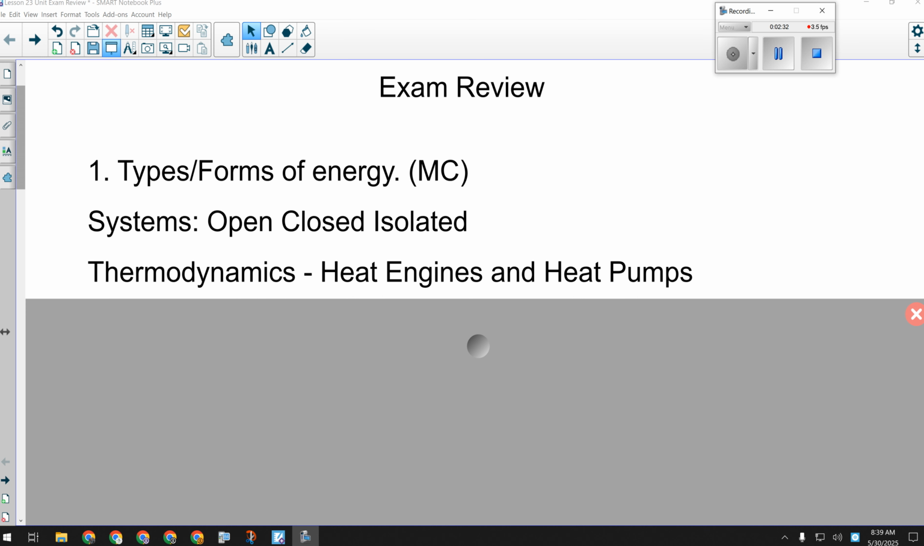Then we talked about thermodynamics and heat pumps. So, heat engines, heat pumps. Remember, you need to know the first law of thermodynamics: energy can't be created, it can't be destroyed. Second law of thermodynamics: energy flows from high to low, hot to cold. Probably some application stuff, but that is again mostly going to be multiple choice, numerical response kind of stuff.